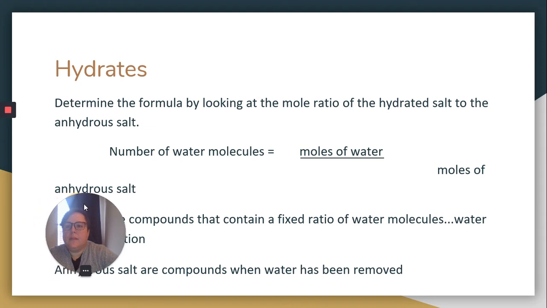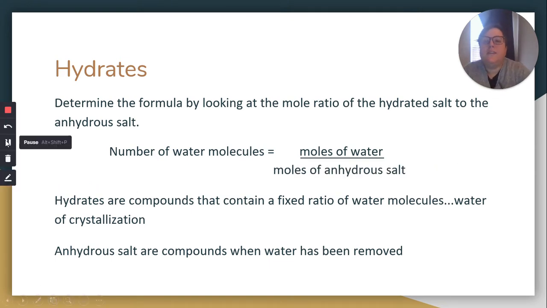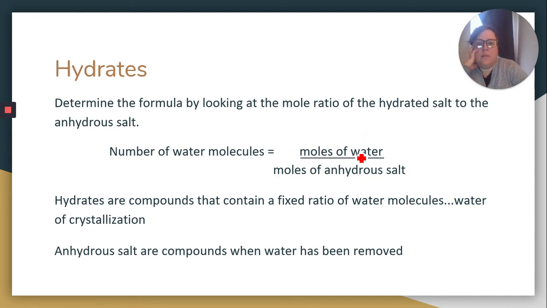Hydrates. Hydrates are ionic compounds that contain water. And so if we wanted to figure out the number of water molecules, we would take the moles of water and we would divide it by the moles of the anhydrous. So really this should say the moles of hydrate, so the salt with the water, divided by the anhydrous salt. And we're going to be looking at one of those examples as well.